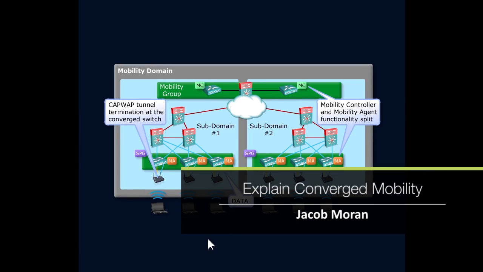Roaming, roaming, roaming, keep those wireless roaming rawhide.